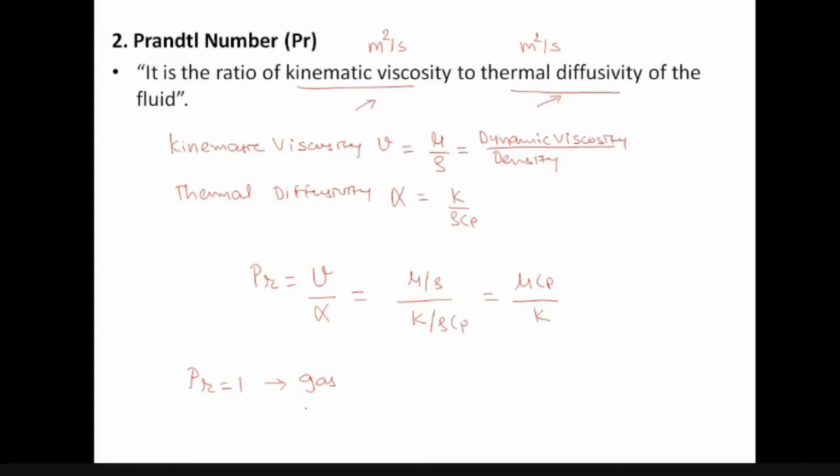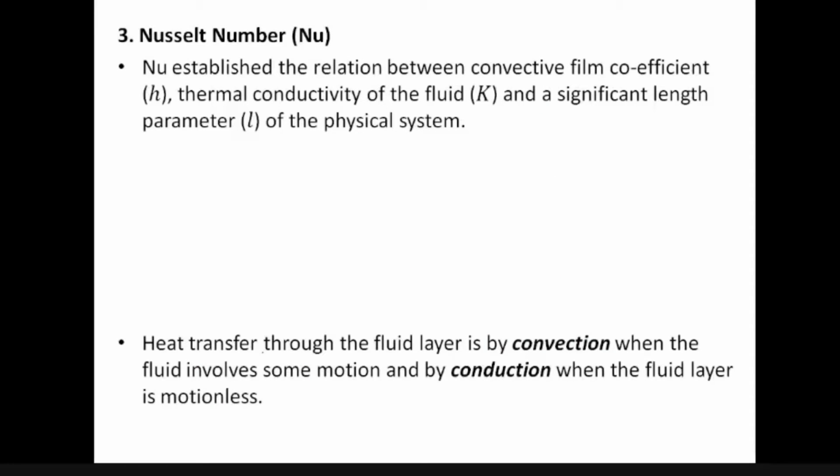And as the fluids change, suppose you have liquid metals, then the Prandtl number value lies in the range of 0.003 to 0.1. So this is a very important number. Now let's move to the second number, that is Nusselt.